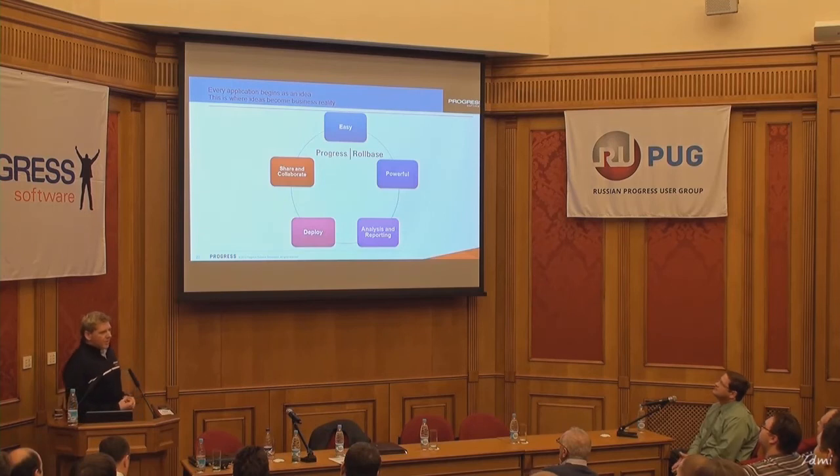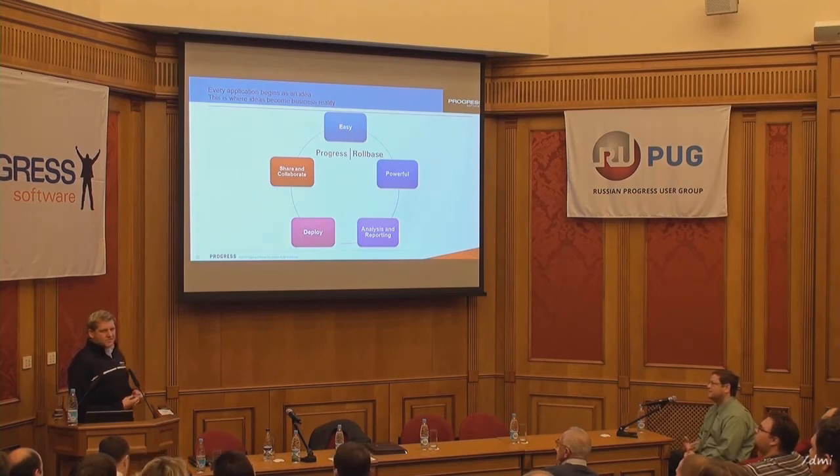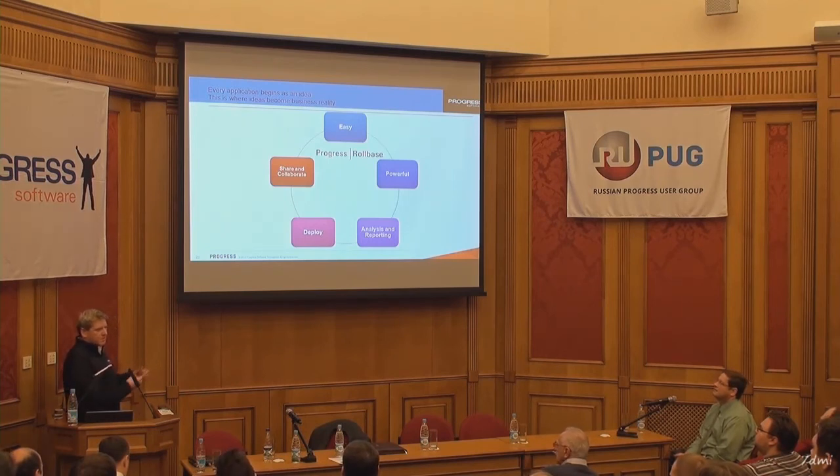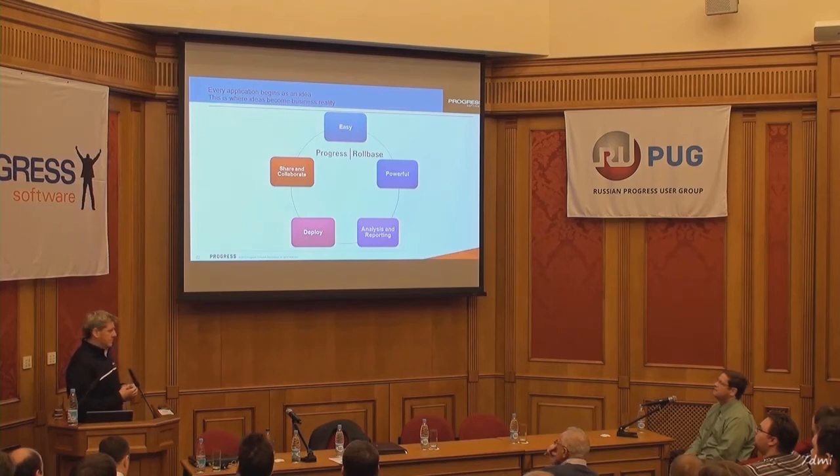So Progress Rollbase is in some ways similar to the 4GL. It's a way of rapidly creating business applications. But the 4GL is focused mainly on building the database and the business logic, and the Progress Rollbase is focused on building web front ends quickly that match the business requirements.